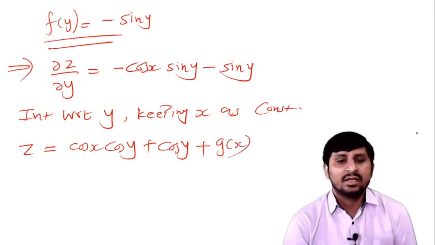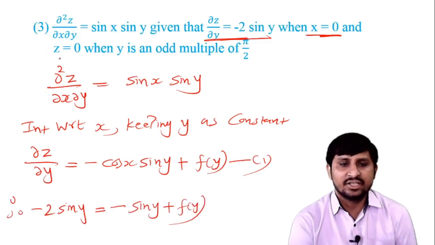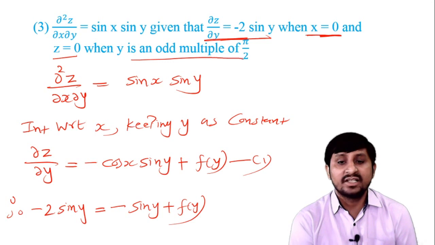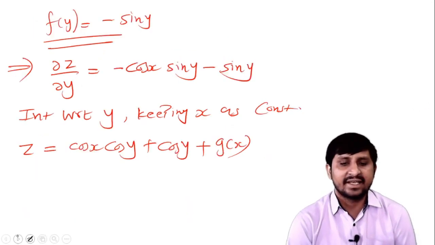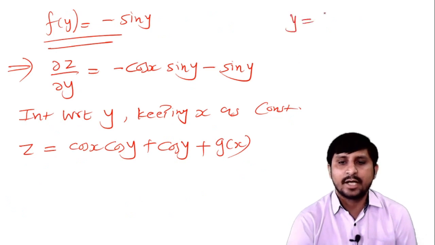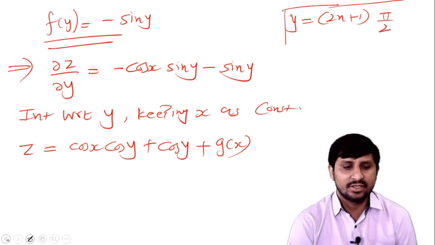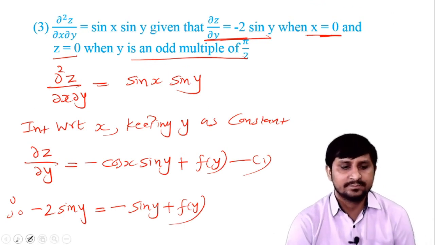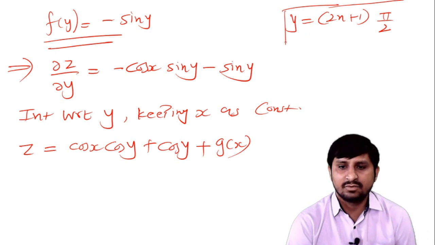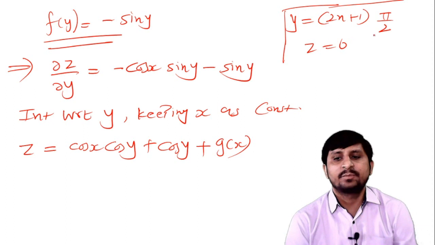And now what is your next initial condition? Z is equal to 0 when y is an odd multiple of pi by 2. Odd multiple of pi by 2 means y is nothing but 2n plus 1 into pi by 2, and x is 0. Okay, this is my initial condition. So z is equal to 0 and y is 2n plus 1 into pi by 2.